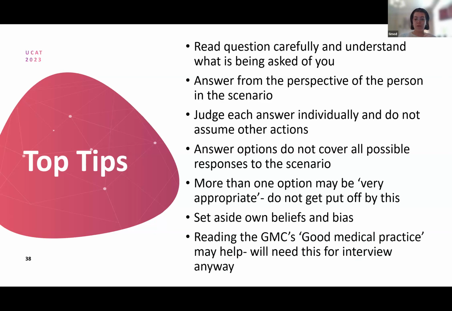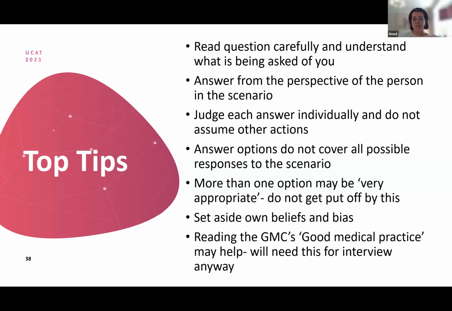The GMC have this document called Good Medical Practice. It's kind of long, it's quite boring to read. The situational judgment test basically is based on the ideas within that document, so you might find it useful to read or skim through it. Some universities will ask you to do this before interview anyway, so it might be inevitable for some of you, but you could potentially read it if you want to.